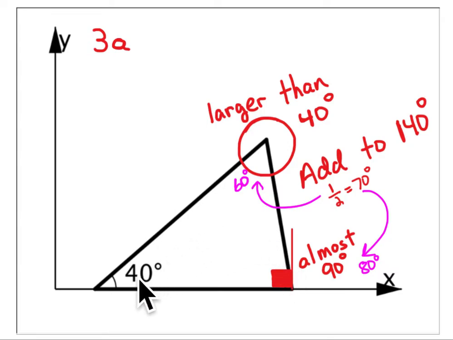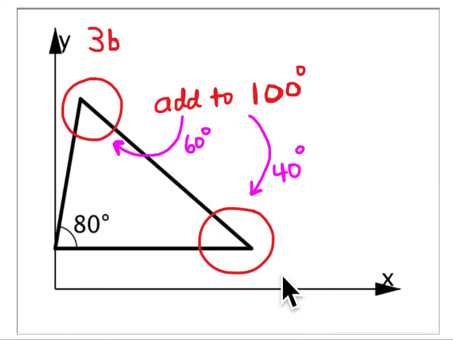So this is 40 degrees. This is 60 degrees, so it's larger than the 40 degrees. This length is less, so it's going to make this angle larger. And this angle is the largest of the three. This angle is 80 degrees. This is kind of tough.